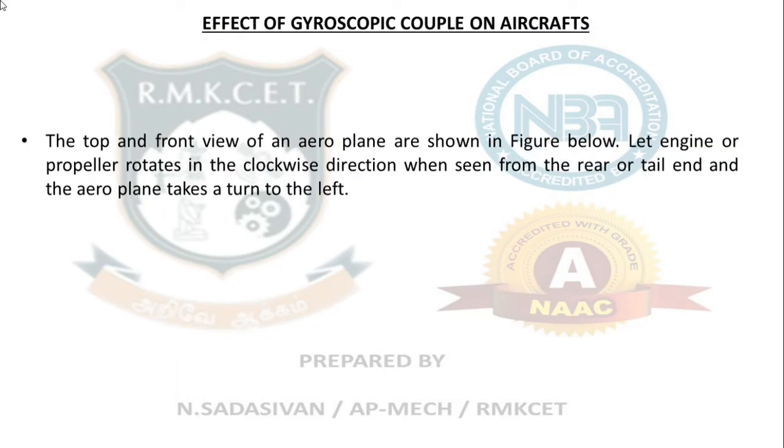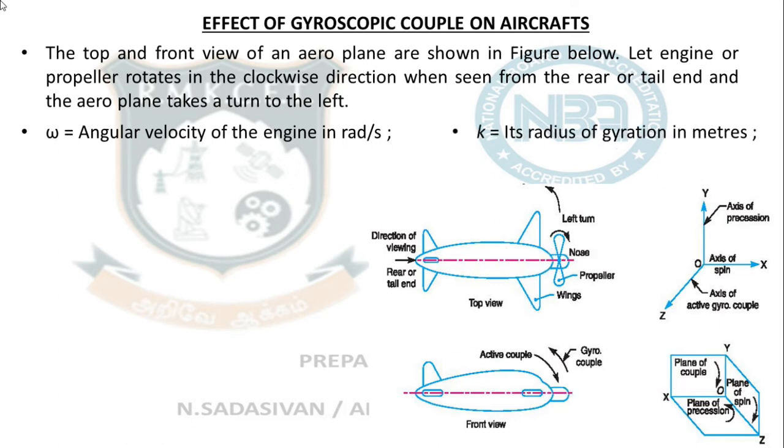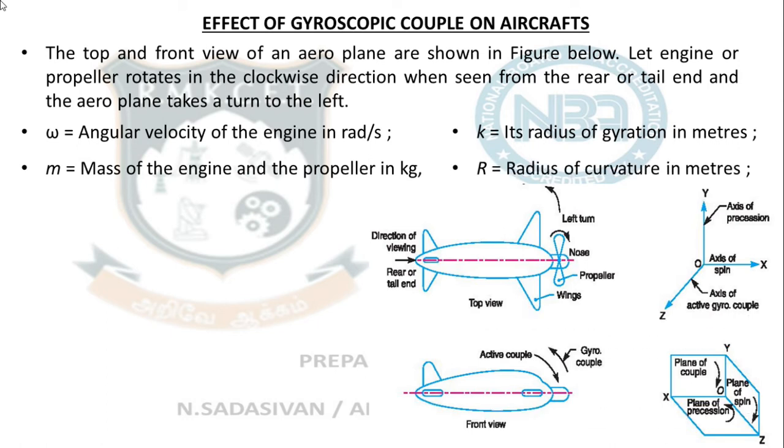Effect of gyroscopic couple on aircraft. The top and front view of an aeroplane is shown below. Let the engine or the propeller rotate in clockwise direction when seen from the rear or tail end of the aircraft, taking a left turn. Omega equals the angular velocity of the engine in radians per second, k equals the radius of gyration of the propeller, m equals the mass of the engine and the propeller in kilograms, and R equals the radius of curvature, the curve that you are taking.